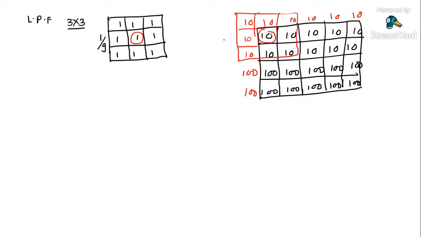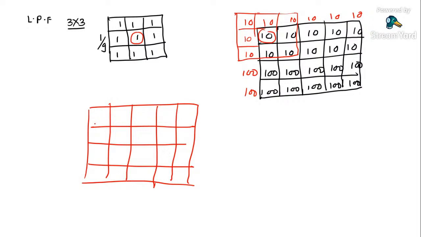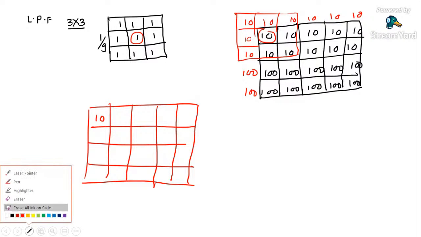Now what is the answer? 10 plus 10 plus 10, 30, 60, 90. 90 divided by 9 means 10. So what is the output after performing the first filtering operation? The first output is 10.